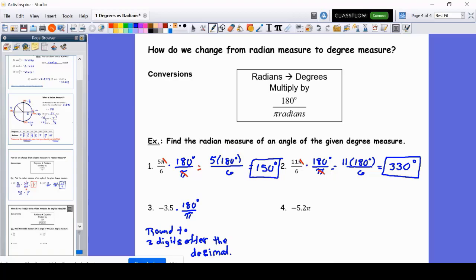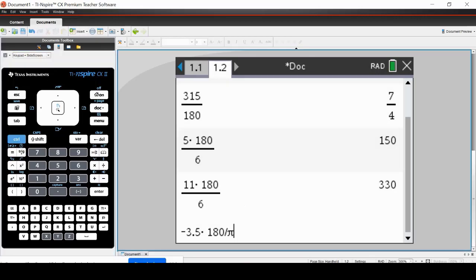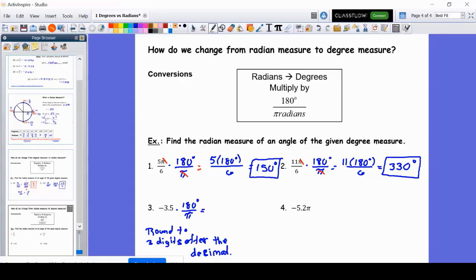What you do is you actually type it all in the calculator. Negative 3.5 times 180 divided by, since it didn't cancel out, you have to divide by the pi. And there it is, negative 200.535 degrees. So this becomes negative 200.535 degrees. Isn't that marvelous?